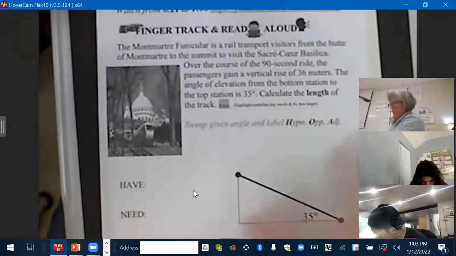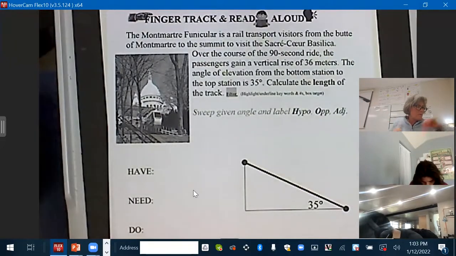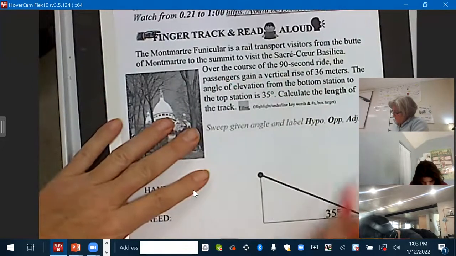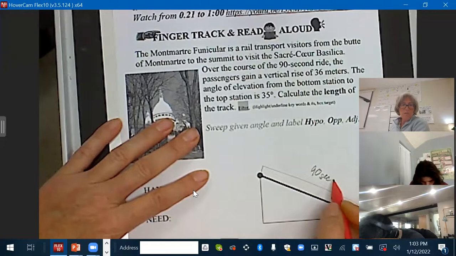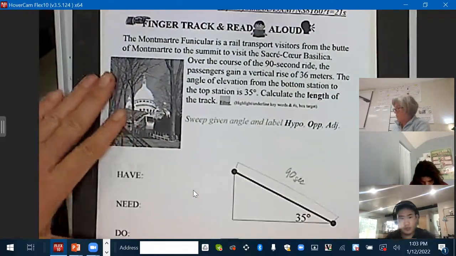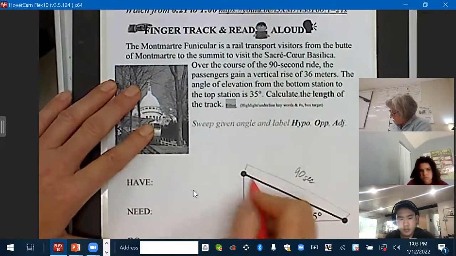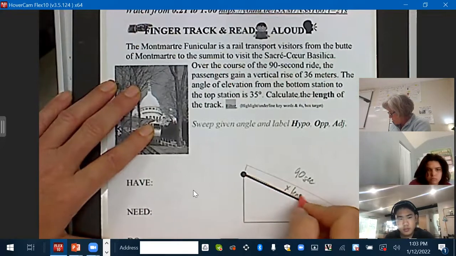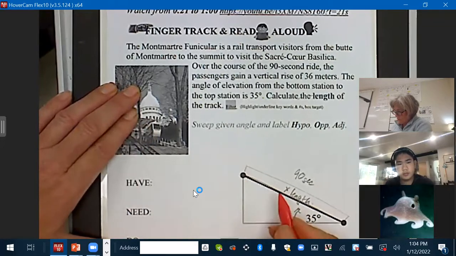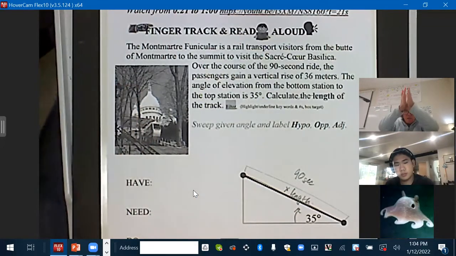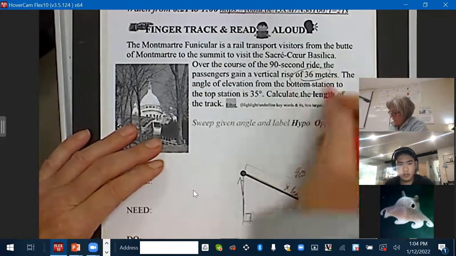So what that's saying is, can you see my screen now? Yeah, I can. Okay. So it's a 90-second ride. So this is 90 seconds. That's a function of time. Eventually you're going to do stuff called speed, which is distance over time. What you don't have is the length here. It says that this angle is 35 degrees. The vertical rise is the vertical rise, and that's 36 meters.